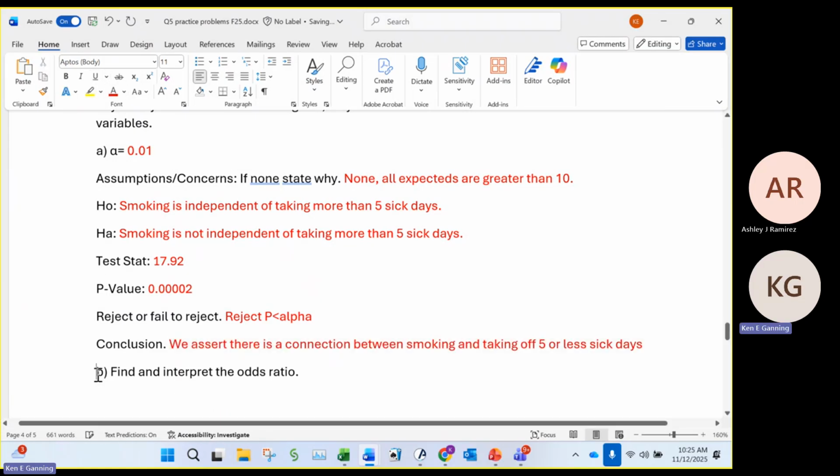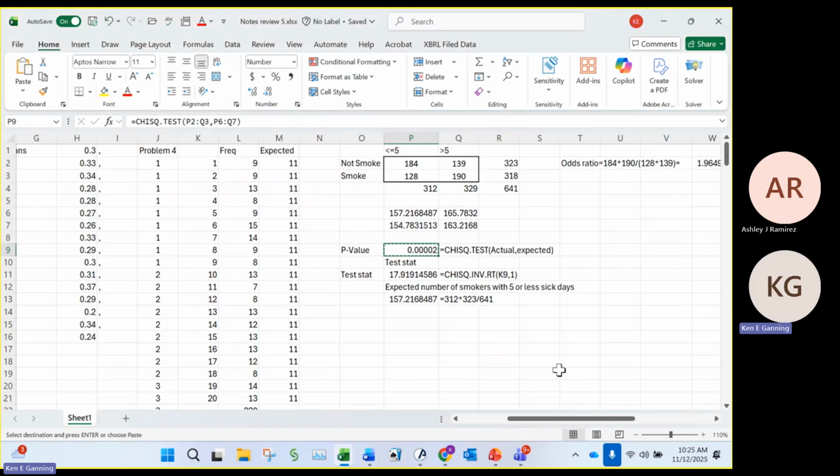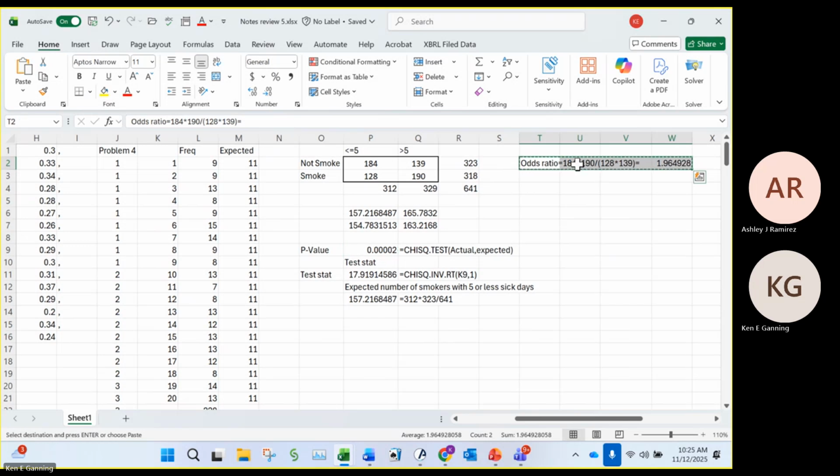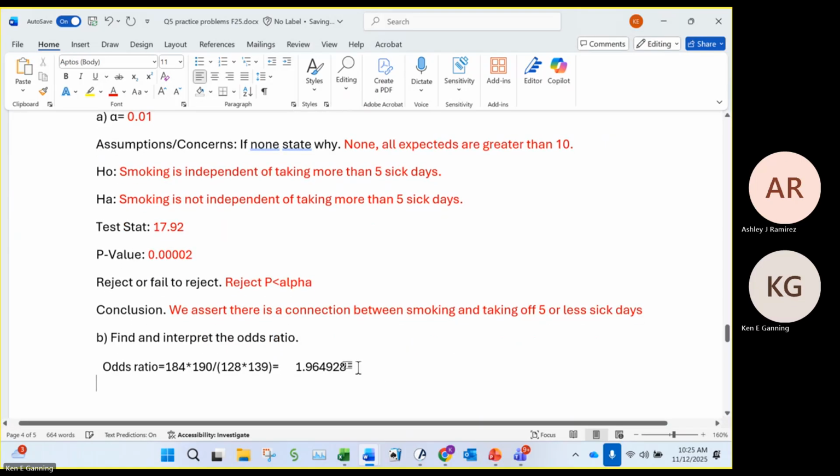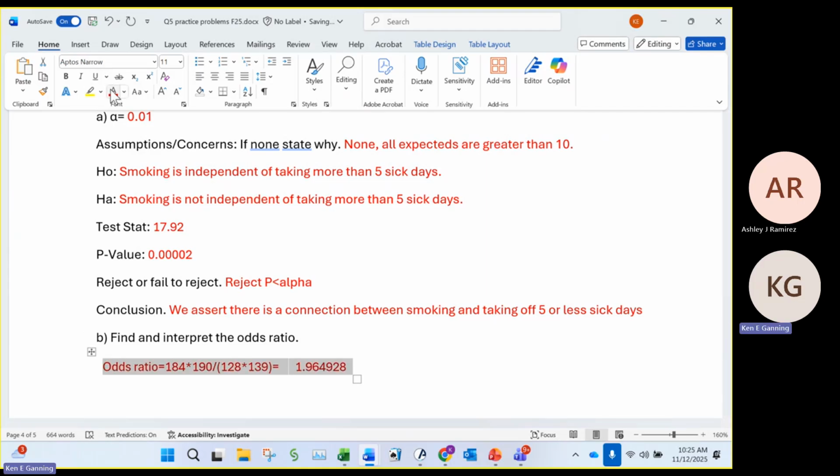Find and interpret the odds ratio. The odds ratio is going to be this: 1.96. Again, folks, your primary mistake that is going to be made is not honoring order of operations. I say this because empirically that's going to be the most common mistake. Take my advice. Do the products separately.